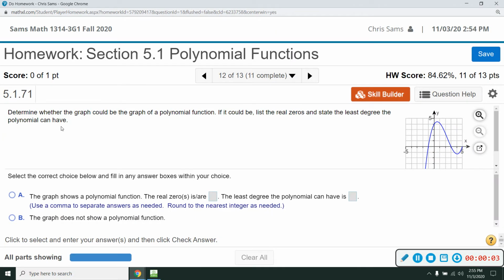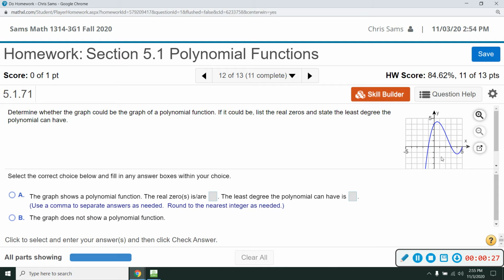All right, number 12, we want to determine whether the graph could be the graph of a polynomial function. If it could, list the real zeros and state the least degree. All right, so this looks pretty much like a smooth curve. It crosses 1, 2, looks like about 3 times that we can tell.